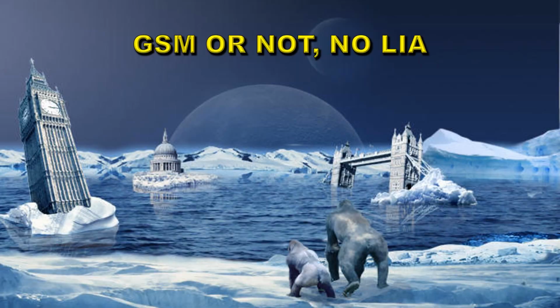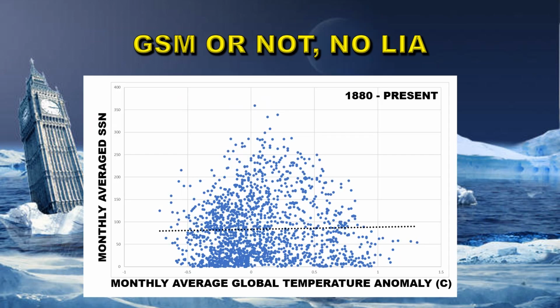Well, even if there is a grand solar minimum, there's going to be no little ice age. How can I claim that? Well, you can correlate the number of sunspots against global temperatures. And I've done that here. We have the average global temperature anomaly in degrees C along the x-axis and the monthly average sunspot number along the y-axis. And you see it basically produces a scatter plot. There is no trend there whatsoever. So you know that there's no relationship between those sunspots and that global temperature.